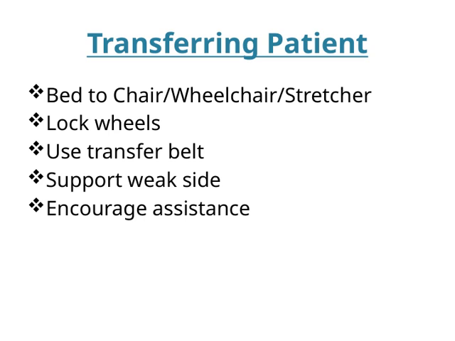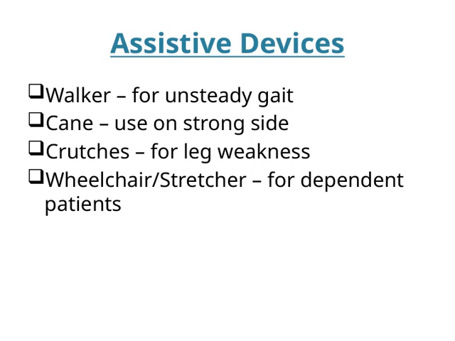Let's talk about assistive devices that can really make a difference in patient mobility. First, we have the walker, which is especially helpful for patients with an unsteady gait. It provides stability and support, reducing the risk of falls. Next is the cane, which should be used on the strong side of the body to help improve balance and ease walking. Then there are crutches, which are typically used for patients with leg weakness or injury. They help support weight and offload pressure from the leg.